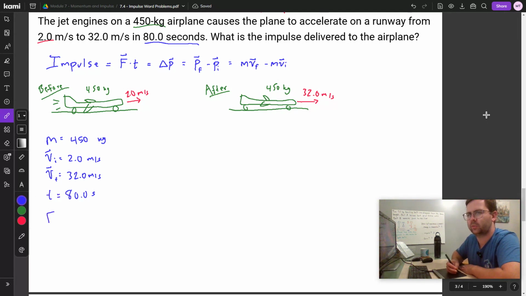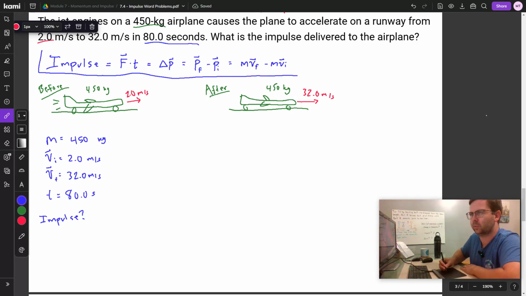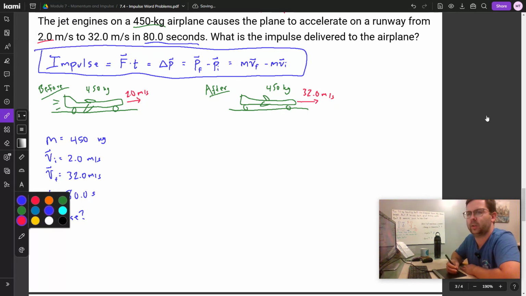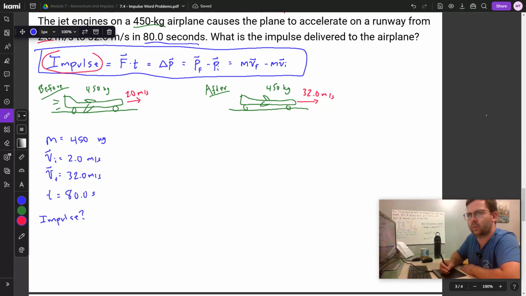And the big question here, I thought it was force. It says, what is the impulse delivered to the airplane? So we want to know impulse. So to find the impulse, we're going to look at our big equation up here that I've written in blue at the top here. This is our big long equation that has all the different possible variations and variables involving the relationship between impulse and the change in momentum. We're going to be looking directly for the impulse here. We don't need the force or the time. We need the impulse. And so I'm going to write that down over here.